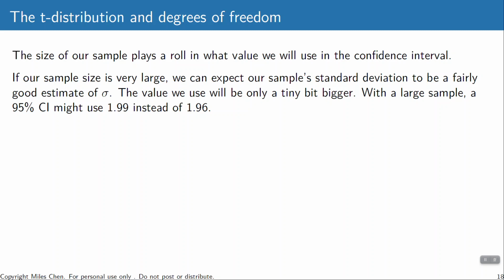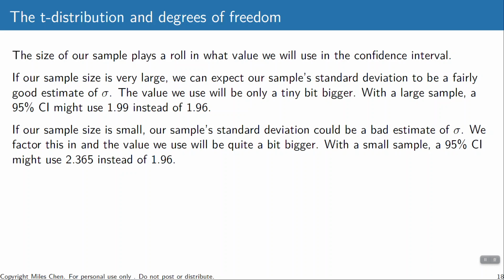On the other hand, if your sample size is really small, like a sample size of, say, 8 people or 10 people, now you're trying to estimate the standard deviation of the population based on this little sample. You might be wildly off. And so you factor this in, and instead of using 1.96, you inflate your number a lot more. Maybe you use something like 2.36, a number that's a lot bigger, right?